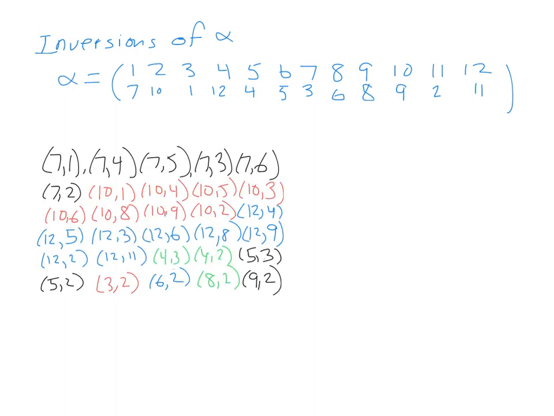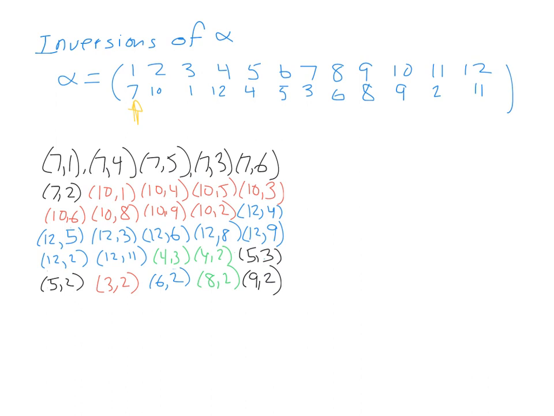So here are the inversions of alpha that I found, and I want to just quickly explain one way of finding them. I basically started with this 7, and then I just went through the whole list of numbers on the second row and asked whether or not they were an inversion. So 7,10 is not, but 7,1 is, and so I wrote down 7,1. 7,12 is not, but 7,4 is, and I wrote down 7,4. 7,5 is an inversion, 7,3 is an inversion, 7,6 is an inversion, 7,8 is not, 7,9 is not, but 7,2 is, and that's all of the inversions for 7.